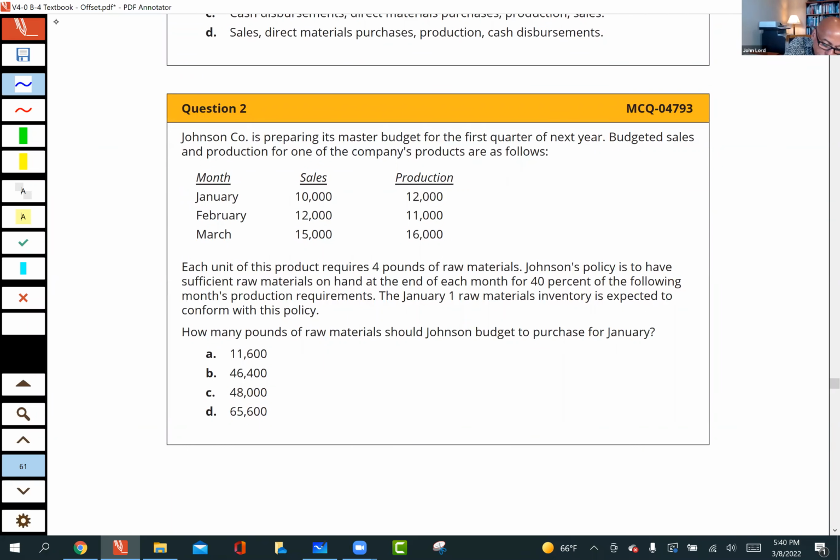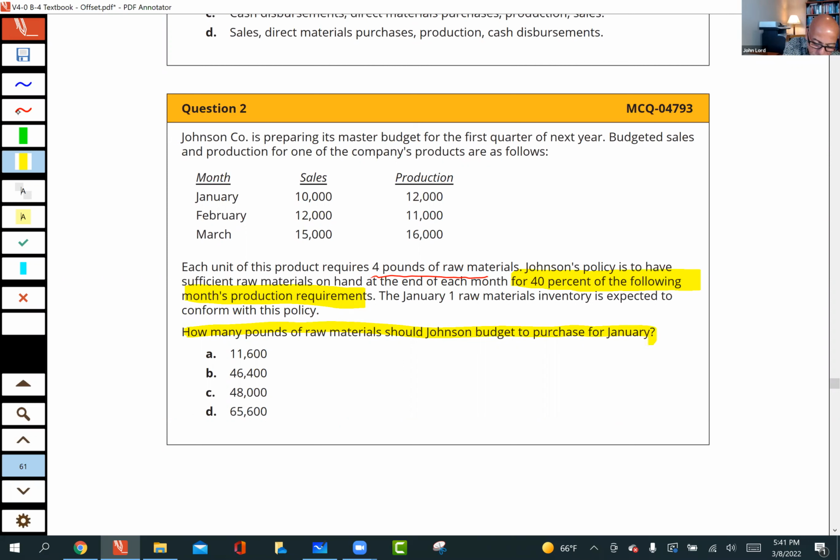But for this question, they tell us that Johnson is preparing its master budget for its first quarter of the next year. Budgeted sales and production for one of the company's products are as follows. They tell us that they need 4 pounds of raw material, and Johnson's policy is to have sufficient raw materials at the end of each month so that they have 40% of the following month's production requirements. And how many pounds of raw material should Johnson purchase for January?